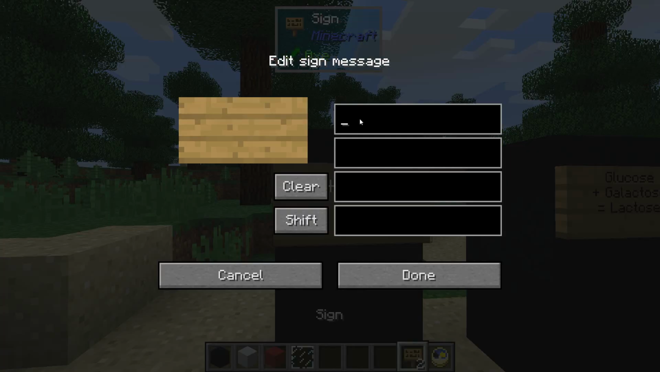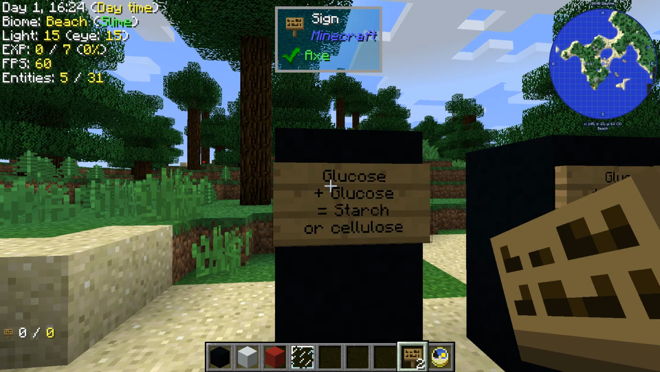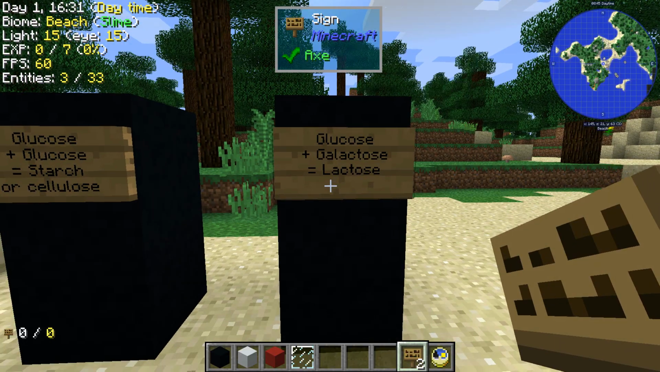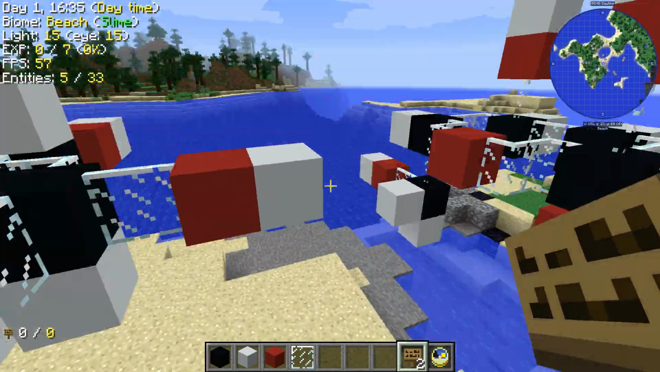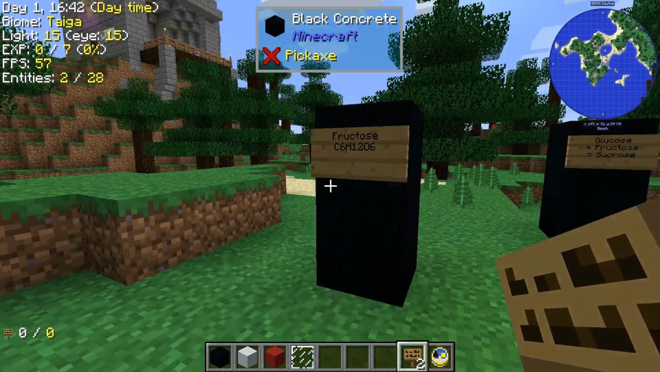if we stick 2 glucoses together, well, glucose plus glucose equals starch or cellulose. I'm good at spelling, people. I'm real good at spelling. Cellulose. There we go. Glucose plus glucose equals starch or cellulose. Glucose plus galactose equals lactose. Very different things. Real quick, let's look at our third molecule. We'll compare it to glucose again because in our third molecule, we're looking at fructose.